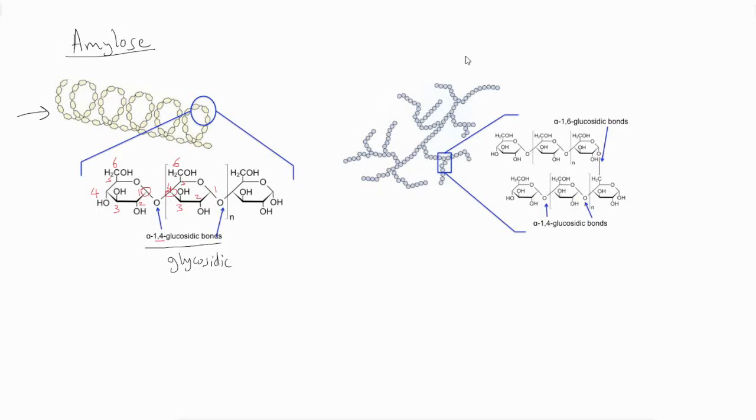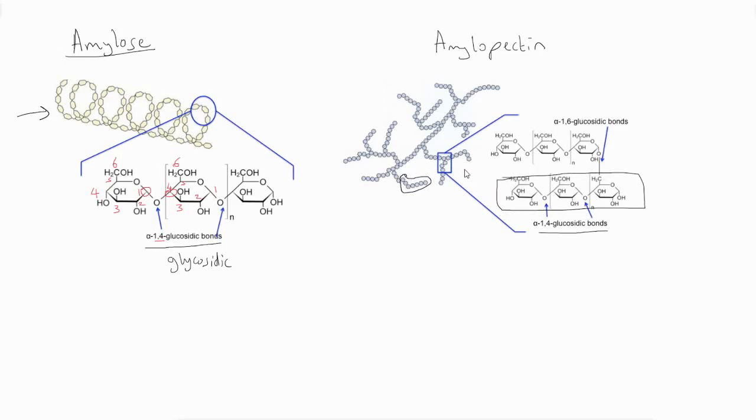Now amylopectin is also found in starch. It's another component of starch. And amylopectin does not have a linear structure, it has a branched structure. So you can see that each linear molecule, for example, this linear molecule, will have many glucose units joined together through alpha 1 to 4 glucosidic or alpha 1 to 4 glycosidic bonds. And you can see that this is a linear molecule.